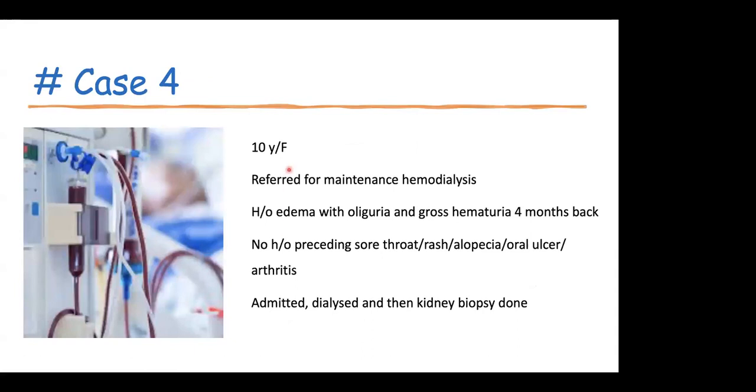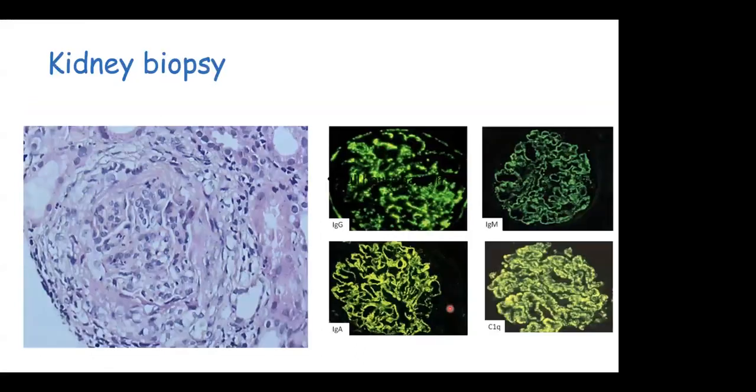Last case for the day, we have a 10-year-old girl who's referred to you for maintenance hemodialysis. There is a history of edema with oliguria and gross hematuria 4 months back. There is no history of preceding sore throat, rash, alopecia, oral ulcer, or arthritis. The child was admitted elsewhere. She was dialyzed, a few sessions of dialysis, and then a kidney biopsy was done, and subsequently the child is referred to us.